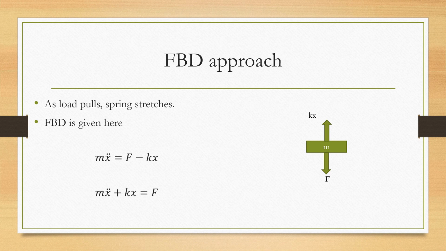You can see right here that the left-hand side can be driven to 0 if x is sinusoidal or cosinusoidal. Now, if you rearrange the equation, you will get mx double dot plus kx minus F equal to 0. Now, the homogeneous solution to this problem is, of course, arrived at by setting F equal to 0.